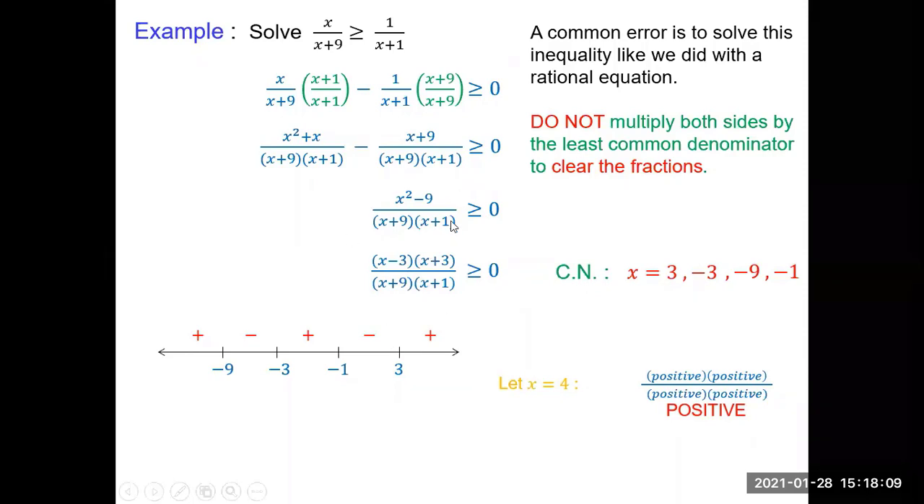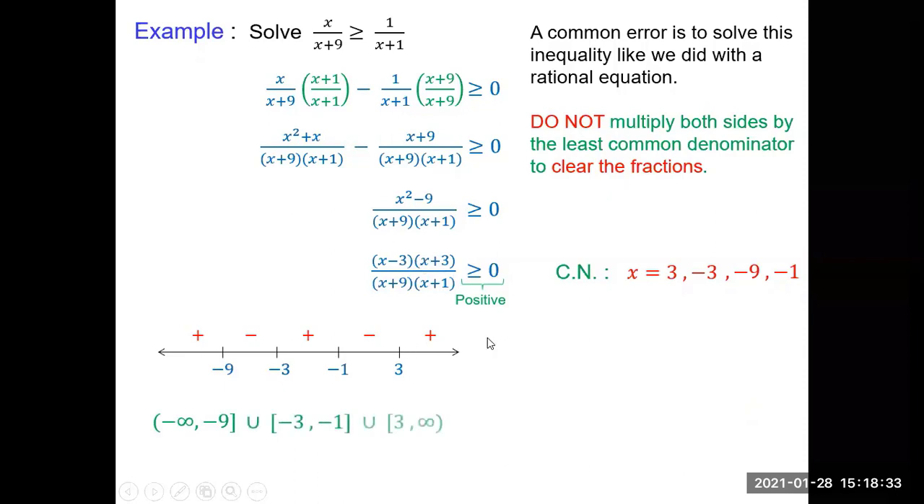Notice that because this inequality says, where is this function that we just tested, where is this function greater than or equal to 0? Greater than 0 means positive. So we're going to fill in all the intervals where I see a positive sign, which is before negative 9, between negative 3 and negative 1, and after 3, or rather 3 to infinity. Now you can see that a bracket was put on all of these values because of the fact that we saw an equal sign. And that's what numerous students would do if they were to try to solve this inequality.